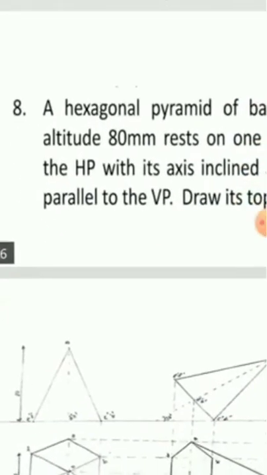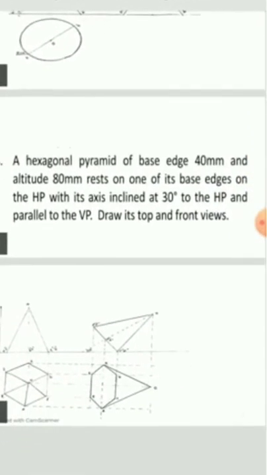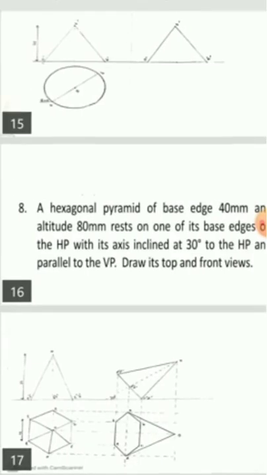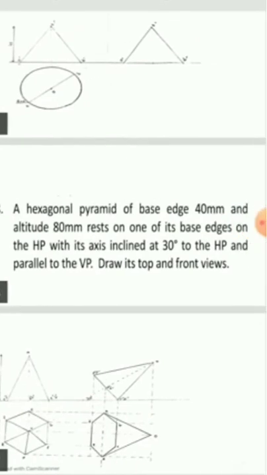Eighth question: a hexagonal pyramid of base side 40 mm and altitude 80 mm rests on one of its base edges on HP with its axis inclined 30 degrees to HP and parallel to VP. Here they have given a hexagonal pyramid of base side 40 mm. We are taking a hexagonal pyramid of 40 mm and its axis is about 80 mm. One of its base edges is on HP.